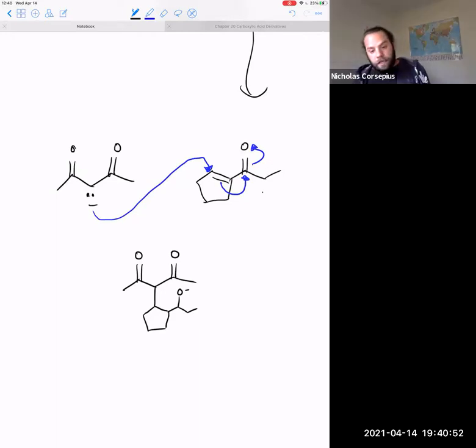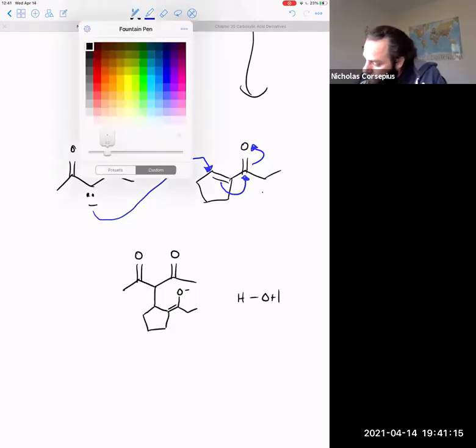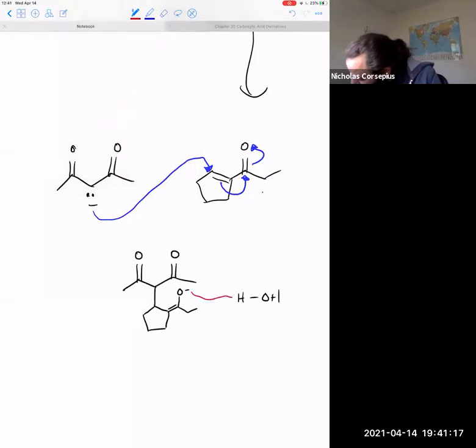And then notice that, whoops, there should be a double bond here. We effectively have gotten to our tetrahedral intermediate again. It's actually not a tetrahedral intermediate, but we have that negative charge on the oxygen. So just like before, we can ask ourselves, is there a good leaving group? In this case, there isn't. So the only thing that we can do is to protonate that oxygen.